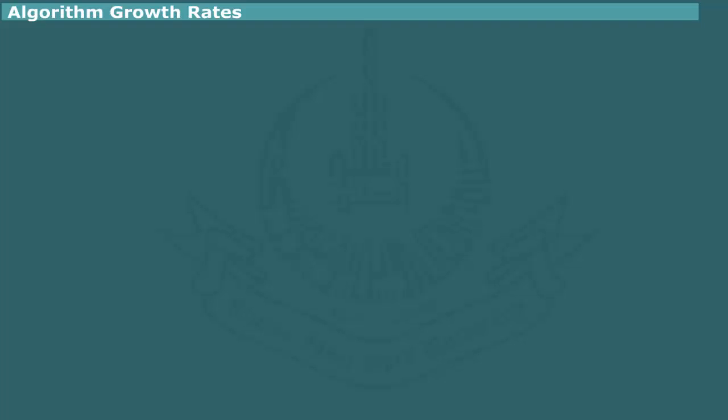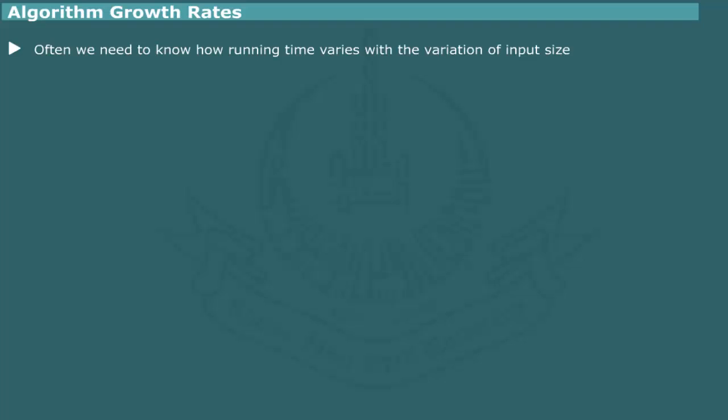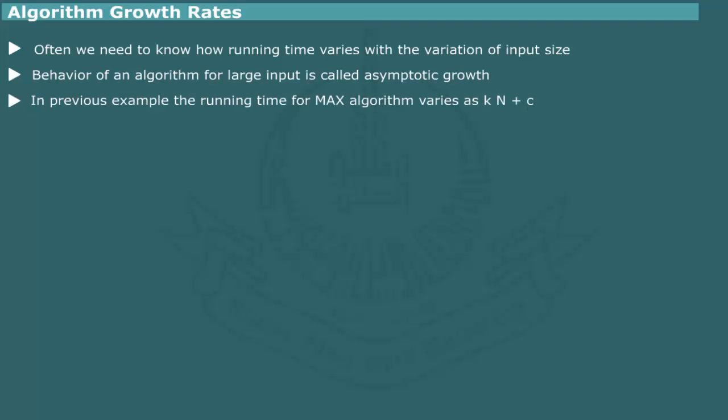Algorithm growth rates. In many cases, we would like to know how the runtime of an algorithm varies with the variation in input size. For example, we might need to know how the sorting time would grow with the increase from 1,000 to 1,000,000 items. The behavior of an algorithm, say, for very large input size is often called asymptotic analysis. In the previous example, we noted that the runtime for the max algorithm varies as kn + c, where k and c are constants, and n is the input size.